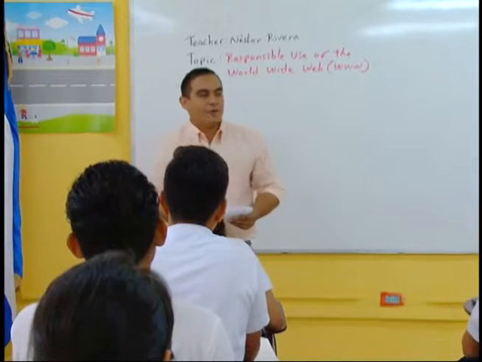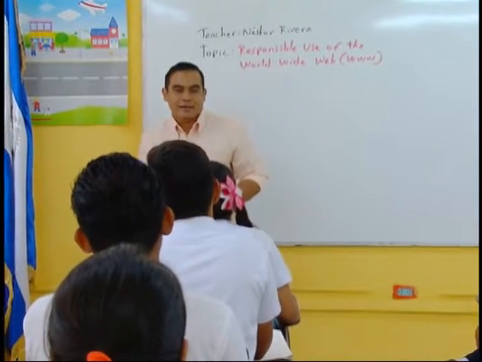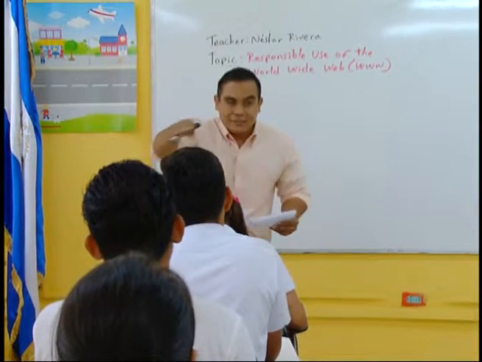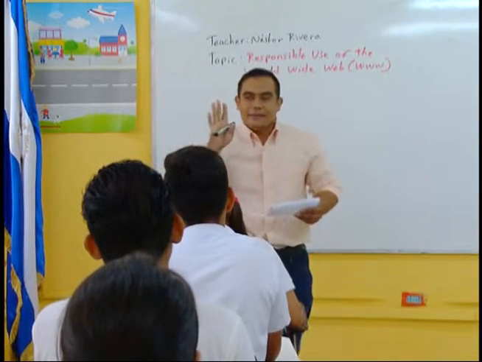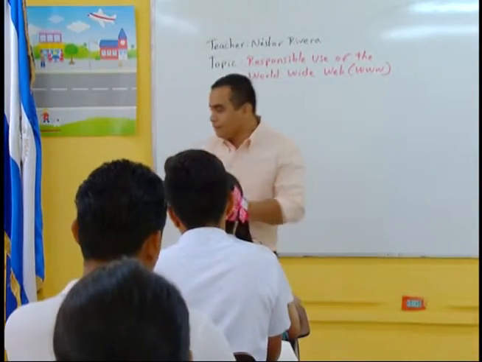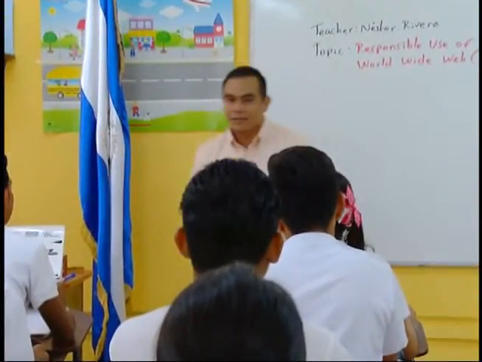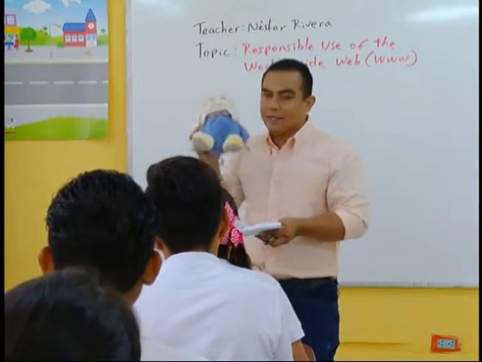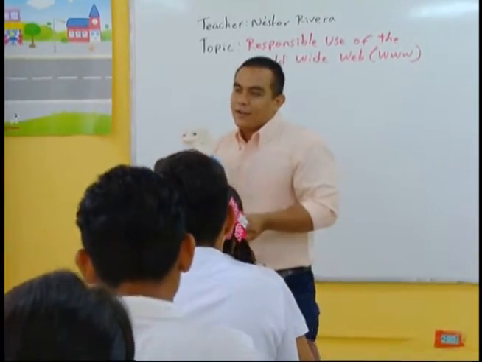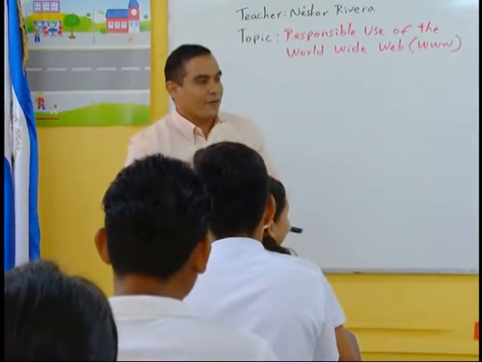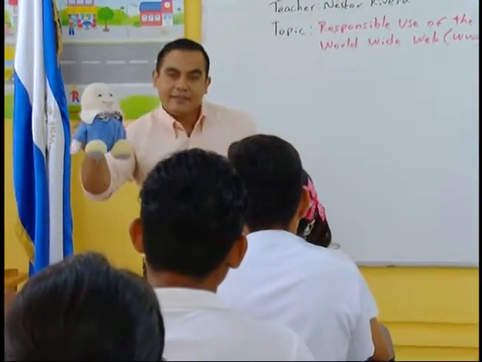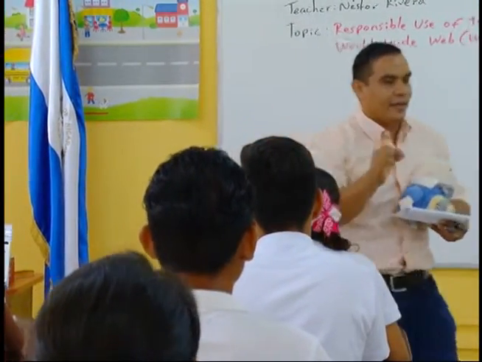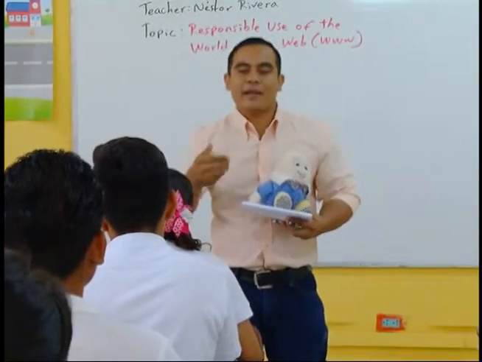Okay, now we're going to practice English, of course, but we're going to make a circle. I have this egg, this teddy bear. This is a teddy bear. This is an egg, as you can see. So you're going to make a circle. You're going to pass the egg around, and every student has to say something that we can find on the web.